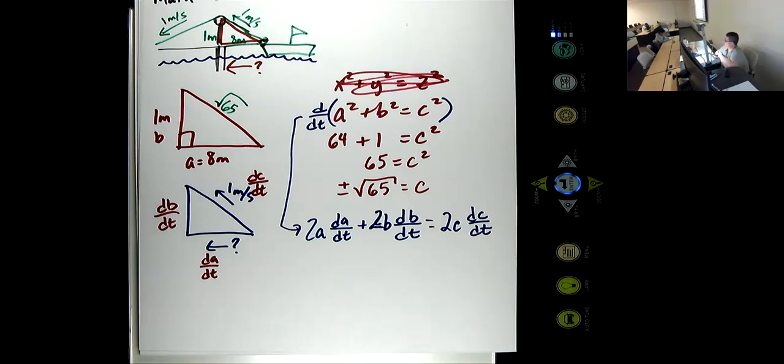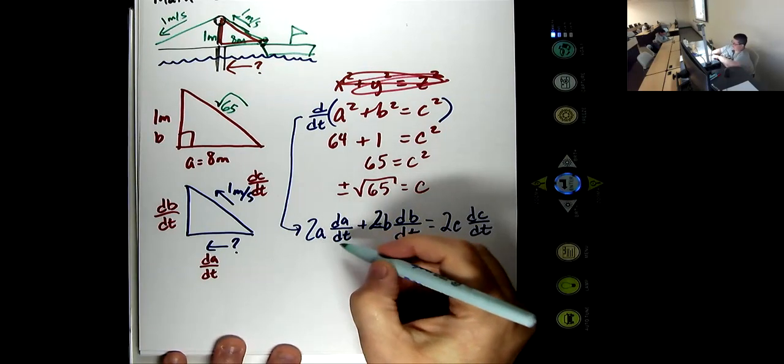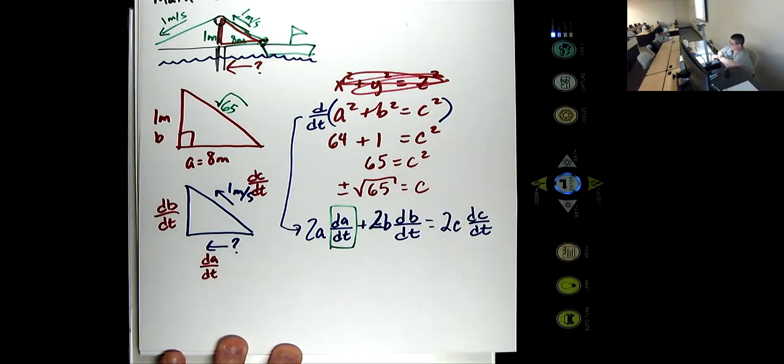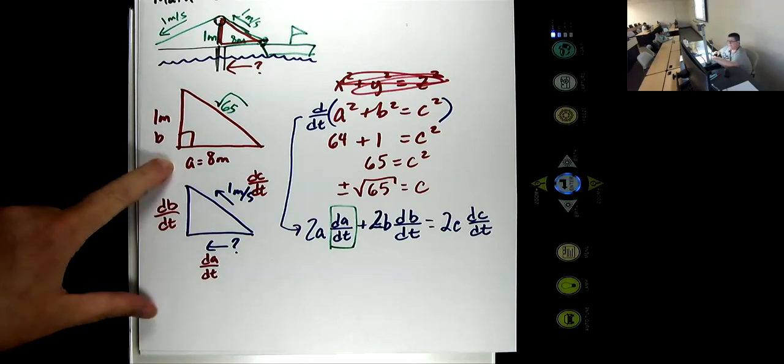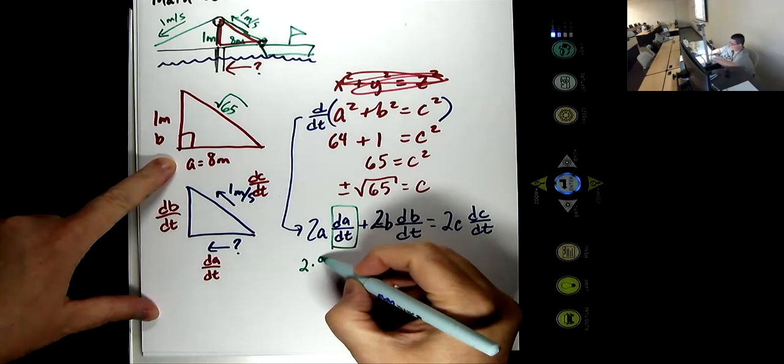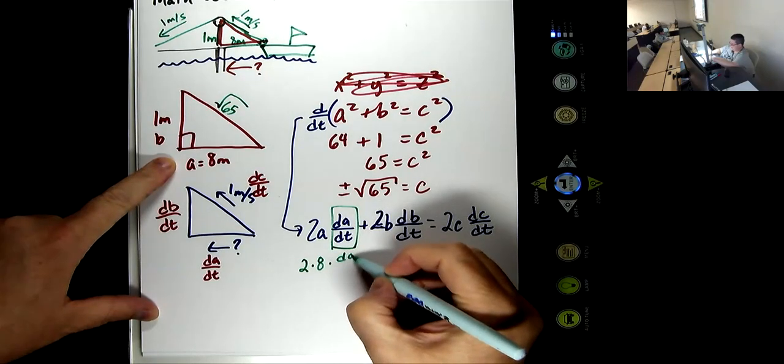Make sense so far? So we're looking for this. This is what we want. We've got to try to fill in everything else that we have. We have A. A is 8, so I've got 2 times 8 times dA/dt.